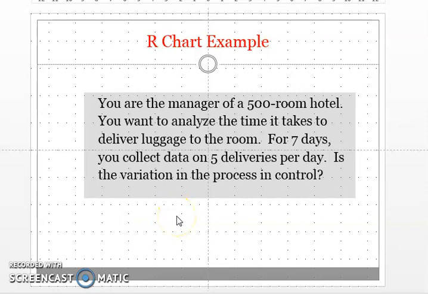Actually in your examination there may be no such problems, but you should know how these problems look. Here is one problem for the R chart. A manager of a 500-room hostel wants to analyze the time taken to deliver luggage from room to room for 7 days. He collected data on 5 deliveries per day, and is the variation in the process in control? Just see what data he has collected.